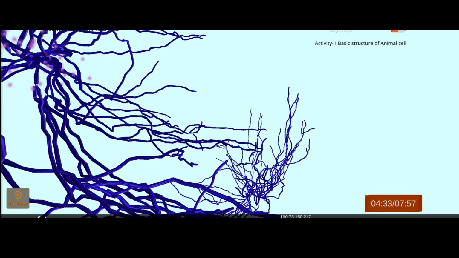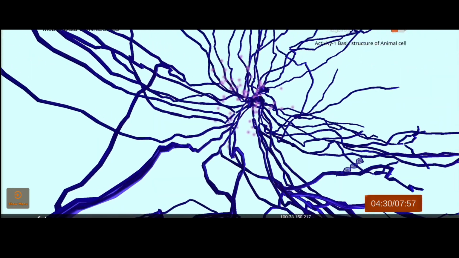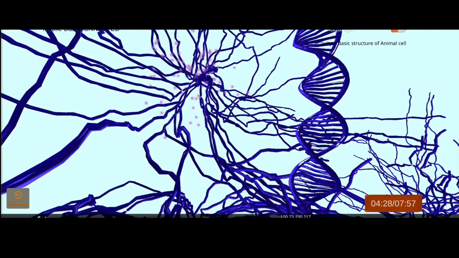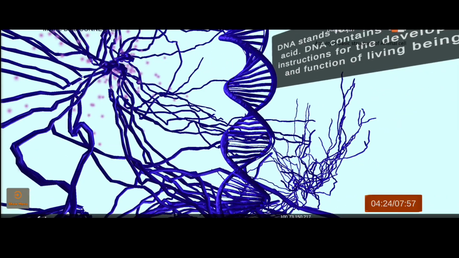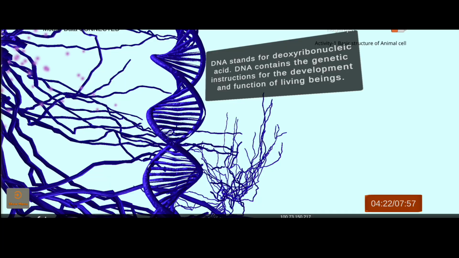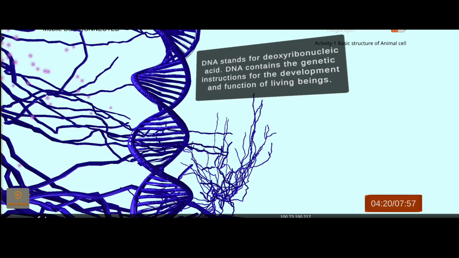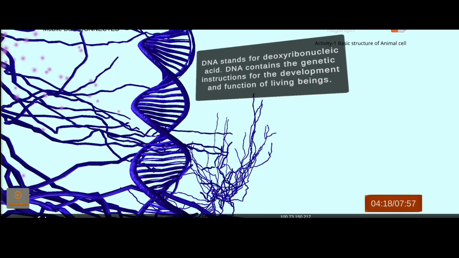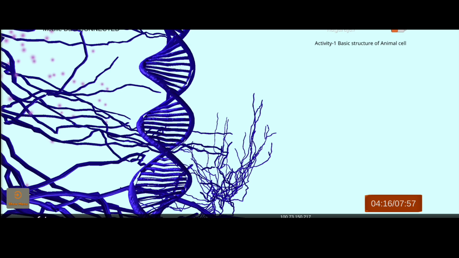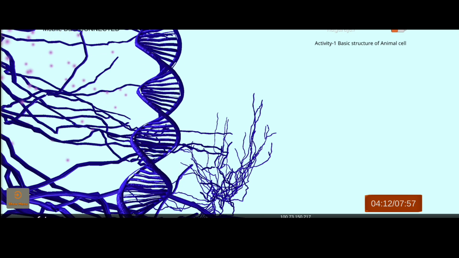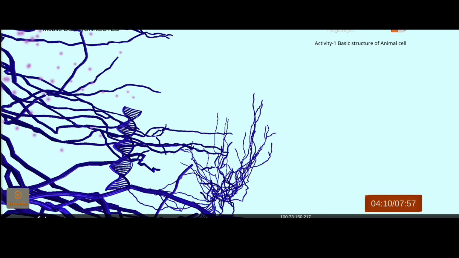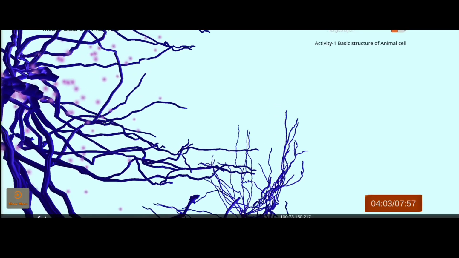We can see the ribbon-like double helical structure of DNA. It carries genetic information. DNA stands for deoxyribonucleic acid. DNA contains the genetic instructions for the development and function of living beings. A gene is a specific sequence of DNA. These genes are responsible for the passing of hereditary traits from one generation to another through chromosomes. This is known as inheritance.